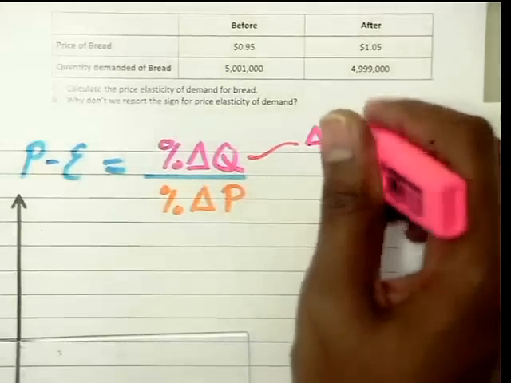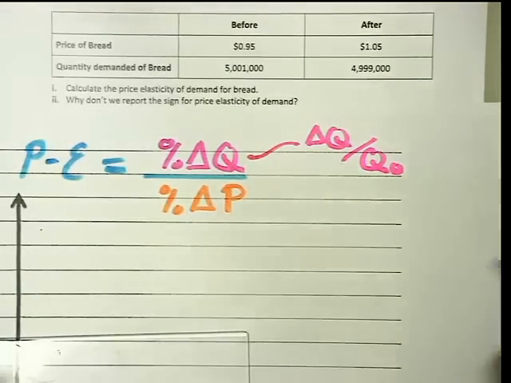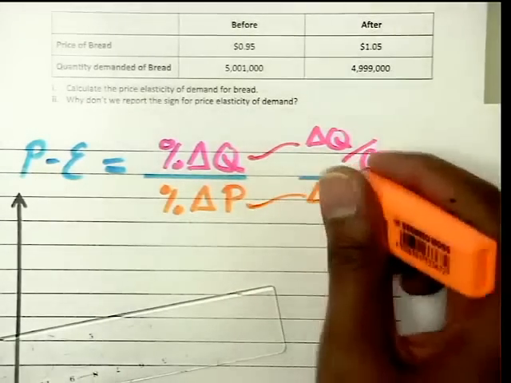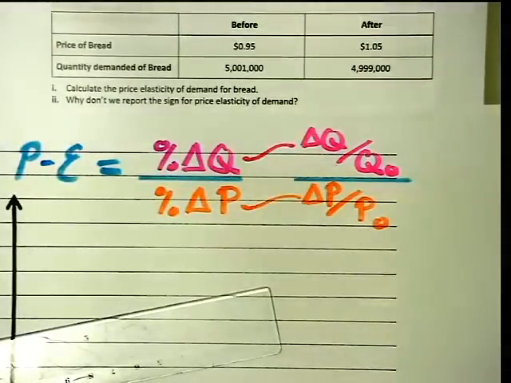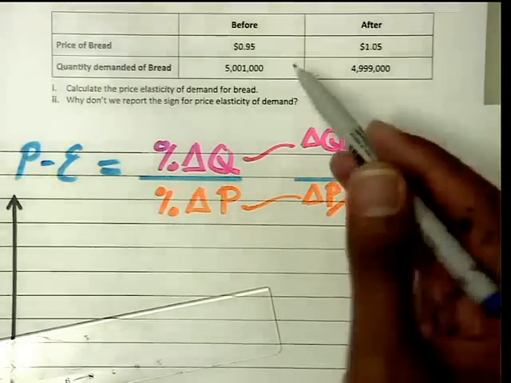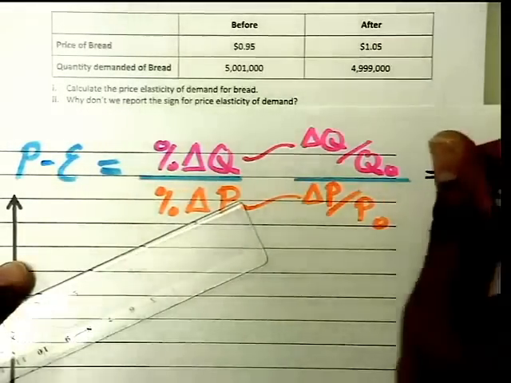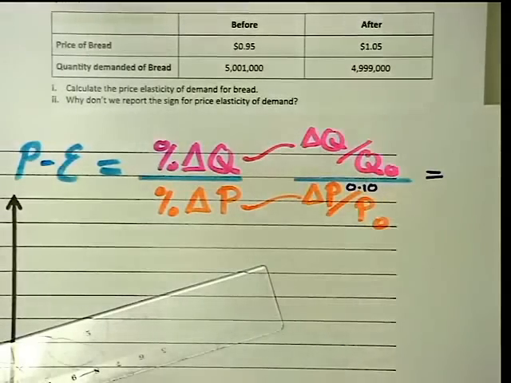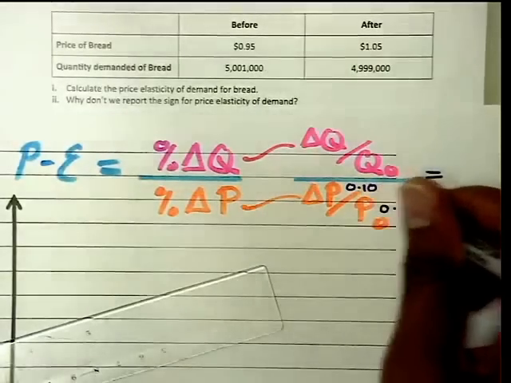You look at the difference, the change, and divide by the first, divide by the original. Percentage change in price, likewise, you look at the change and divide by the original. What is the change in price? $0.10? The change in price is 10 cents. What is the original price? Since it says before, after, the original price is 95 cents.